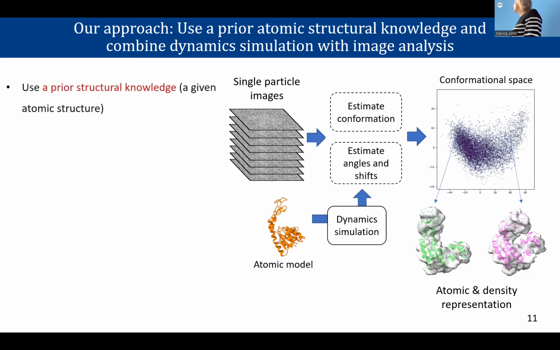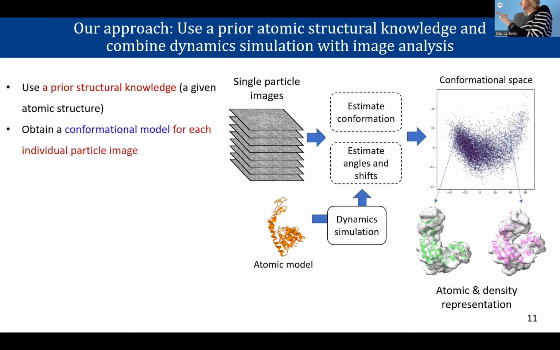So to get this, actually what we do is, again, we take one given atomic structure. We can download it from the PDB database, if it exists, some atomic representation of the complex. So I'm speaking about one shape. And then we use this shape to get all other shapes by flexible fitting, by flexible fitting of this given atomic model to each single particle image.